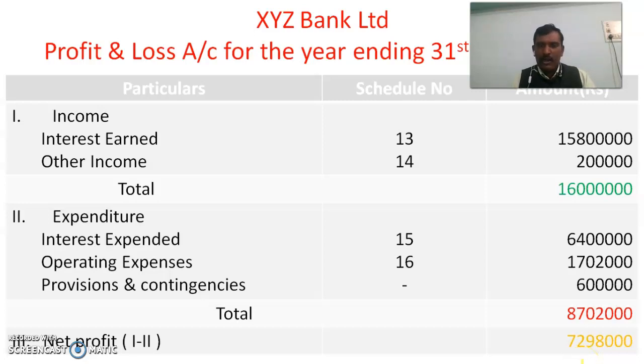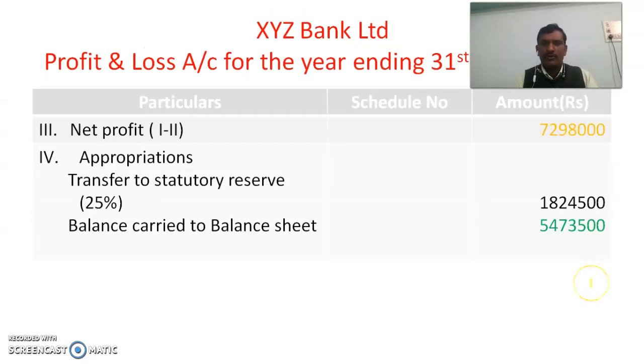And now after getting the net profit, we have to go for some appropriations, and before appropriations we have to check whether there is any last year's profit brought forward or not. In this problem there is no such item, so we just leave it. Then let us go for appropriations. As far as appropriations are concerned, there is no information given in the problem, but we have to take into consideration the statutory reserve.